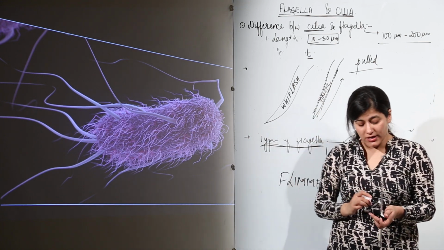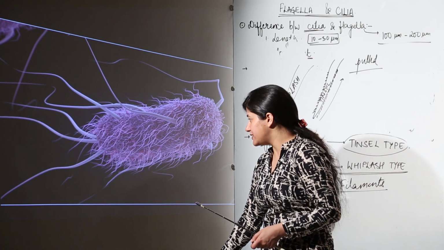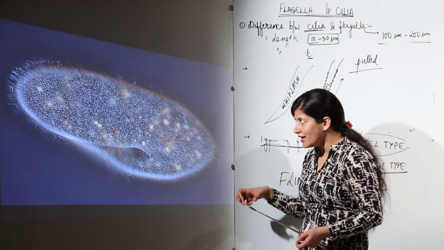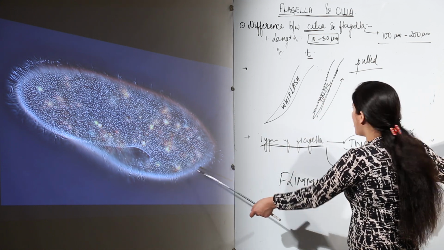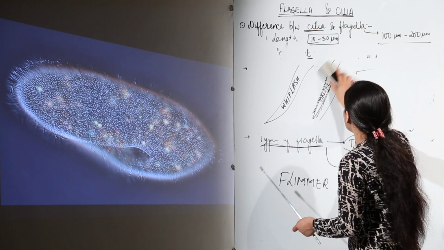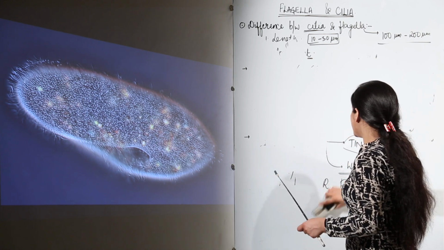Next what we see is how cilia show the movement. The cell has to undertake all the movement in the medium with the help of these small projections, very small as compared to the longer one, that is flagella.